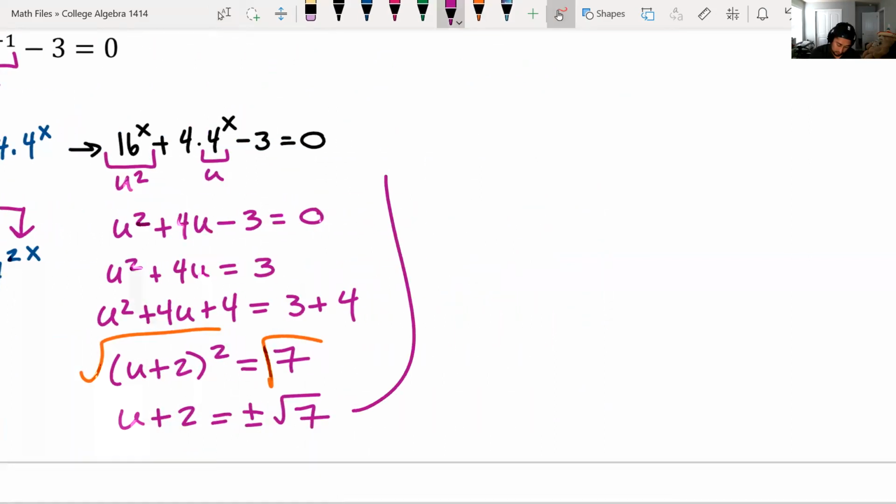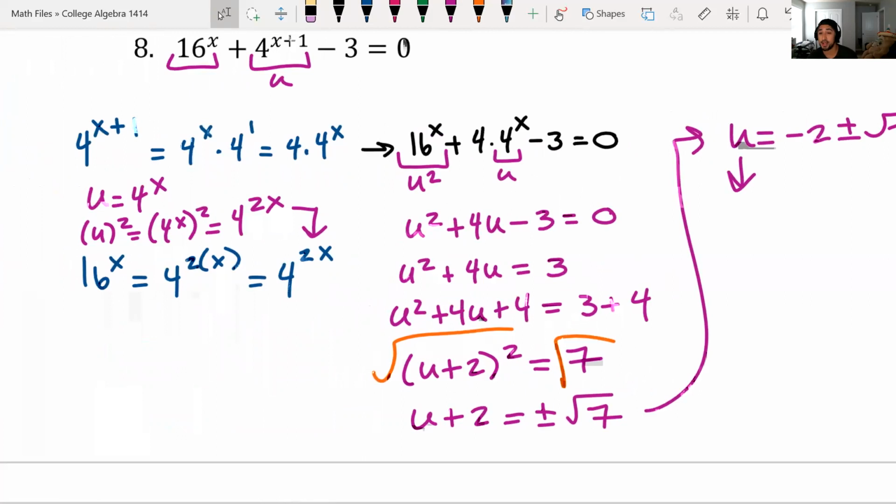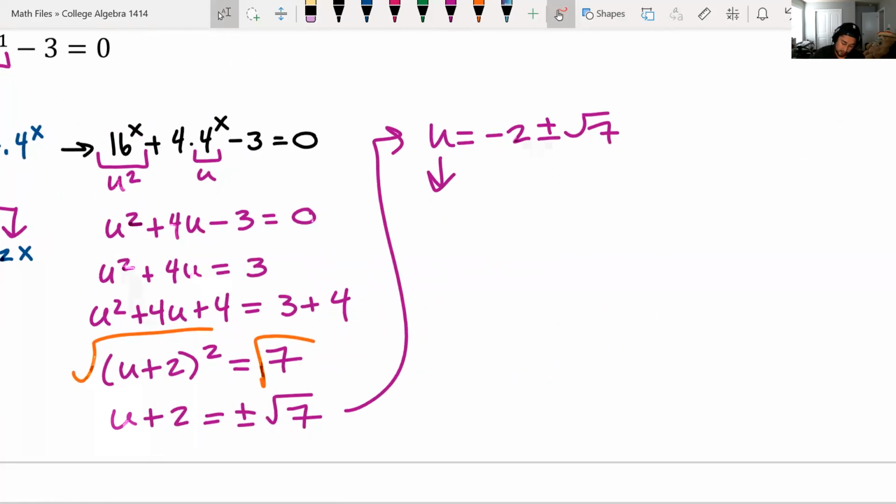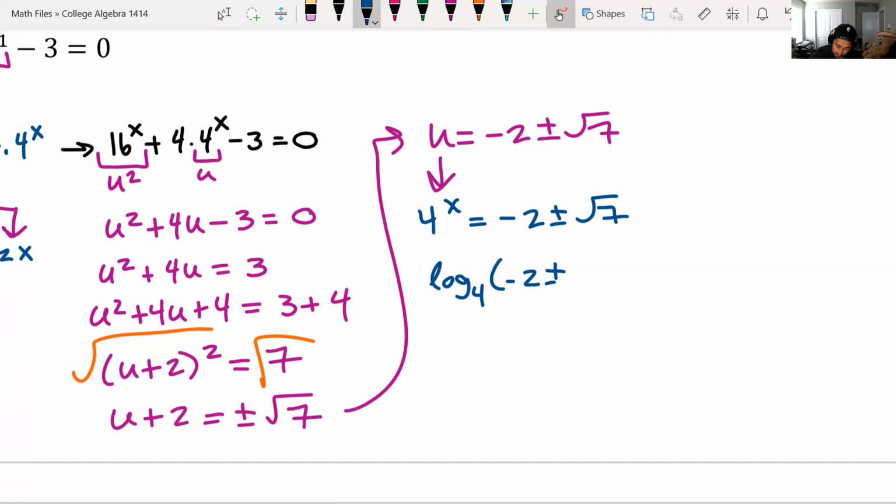Now, coming back, move that 2 over, and you'll get u equals negative 2 plus or minus the square root of 7. But now our question is, what was u? U was 4 to the x. So now we get 4 to the x equals negative 2 plus or minus square root 7. And now we must convert from exponential to logarithm. I know, guys. Okay, so you'll get log base 4 of negative 2 plus or minus the square root of 7 equal to x.